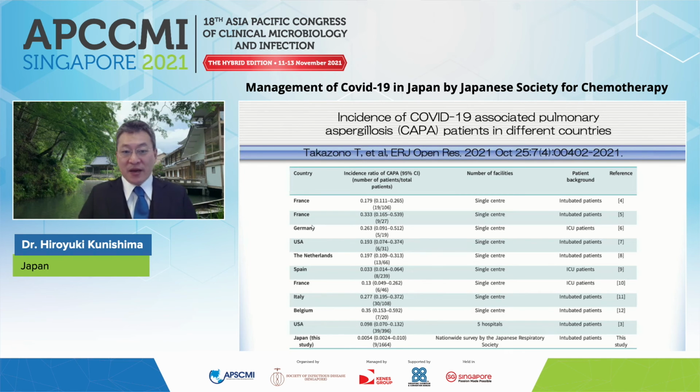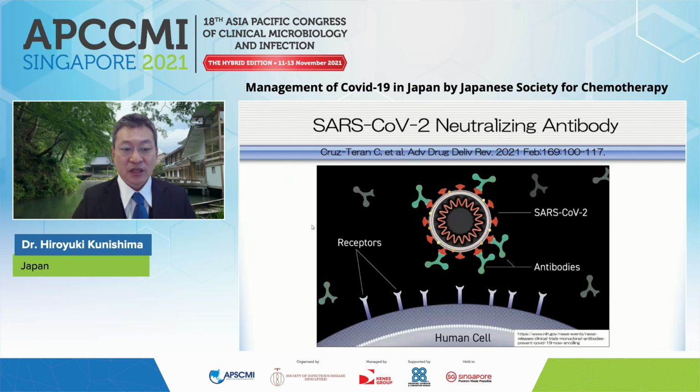From outside Japan, many cases of pulmonary aspergillosis associated with COVID-19 were reported, but not so many in Japan. Differences in the approved immunomodulators between Japan and other countries might be one of the backgrounds of these differences.